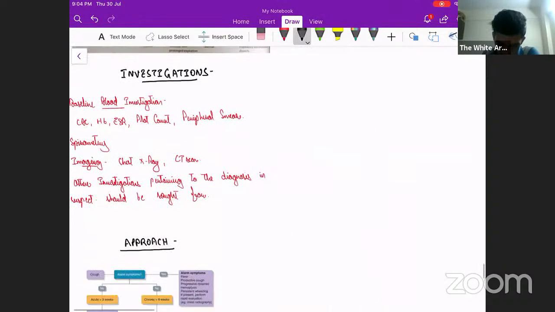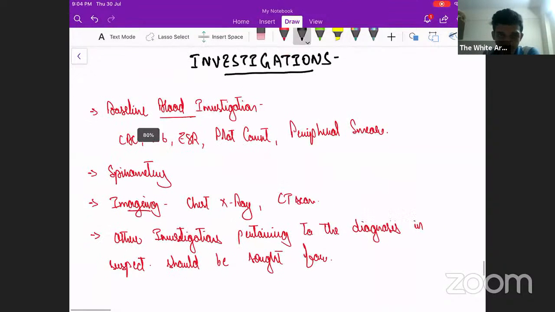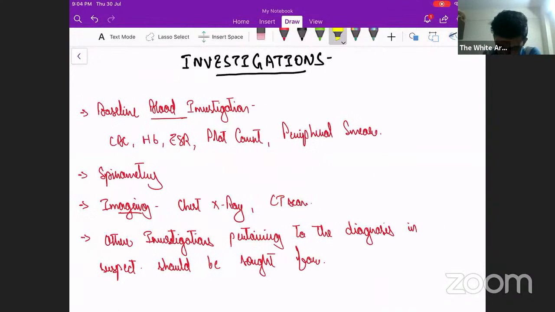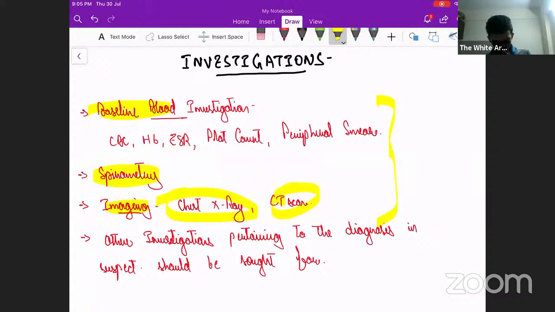Next is investigations. As we have discussed in the case, we do the usual baseline investigations, blood investigations, along with imaging, baseline being chest X-ray. Finally, if we still want to, we can do spirometry. Okay. So these are the normal baseline investigations which we can think of doing, and they are cost effective also. Next, we can do a CT scan or other diagnostic evaluation according to our differential diagnosis and history, we can go further and do.